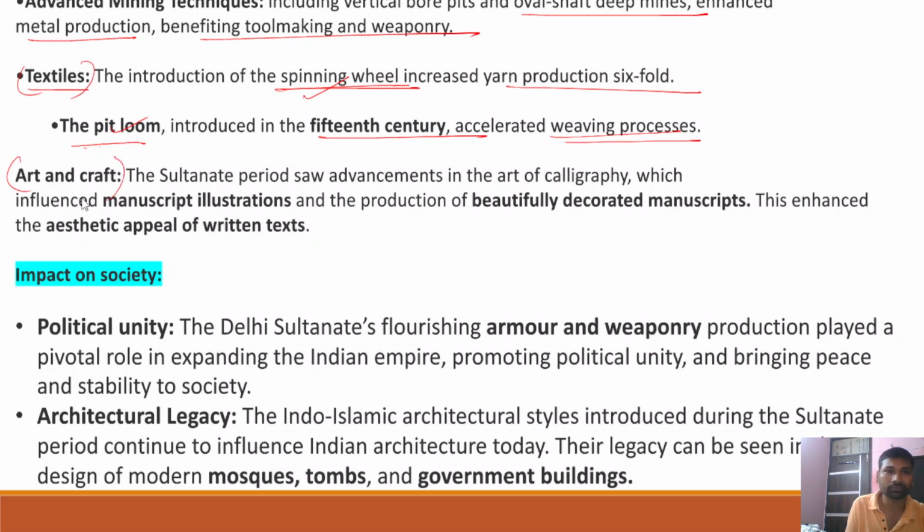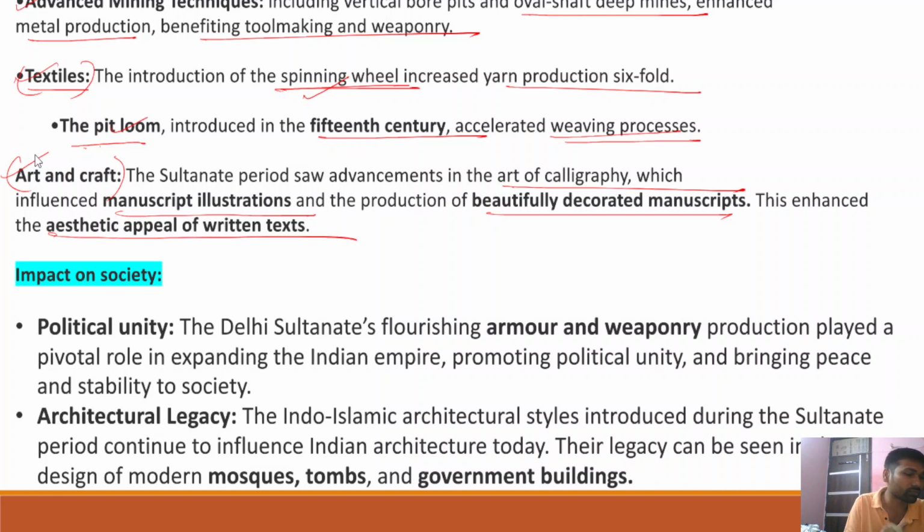Art and craft. The Sultanate period saw advancements in the art of calligraphy, which influenced manuscript illustrations and beautifully decorated the manuscripts. So it has a huge aesthetic appeal of written text. These are some of the categories where technological changes were introduced by the Delhi Sultanate. You need to categorize them into different fields, for example, advanced mining techniques, textiles, art and craft, architecture, and also agriculture.